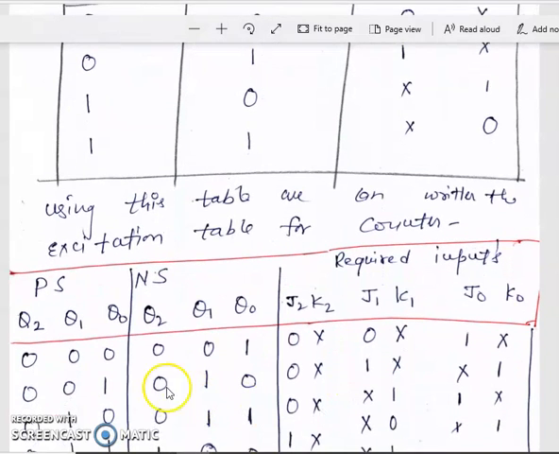Okay, next one, for this combination Q0 is 1 and next Q0 is 0. This is present state 1 and next state 0. We have the combination don't care and 1.